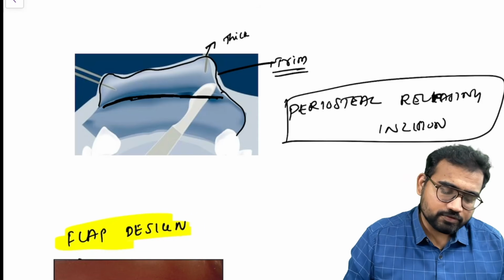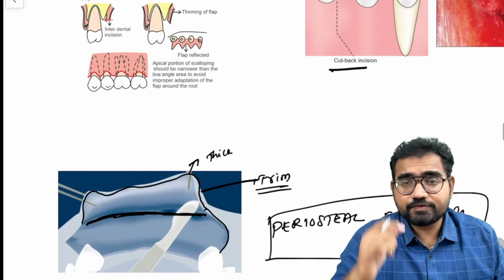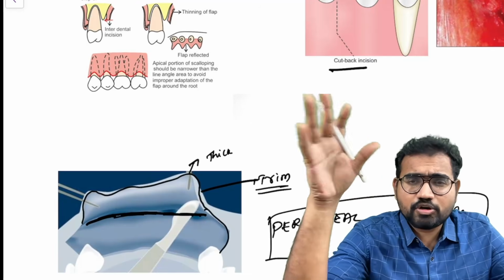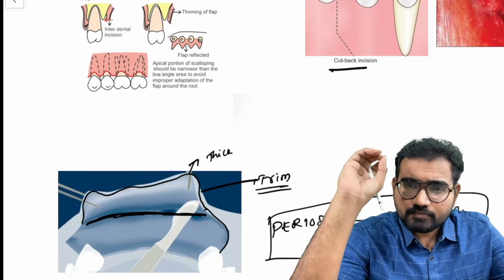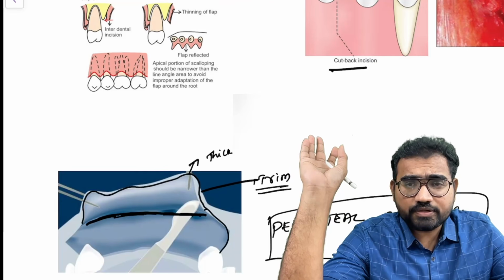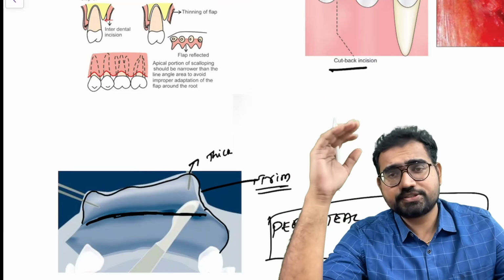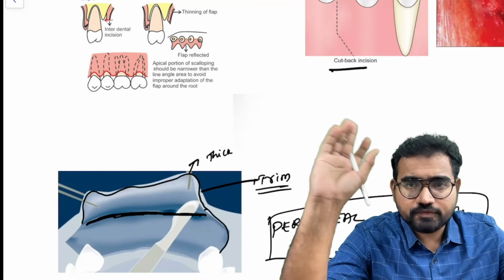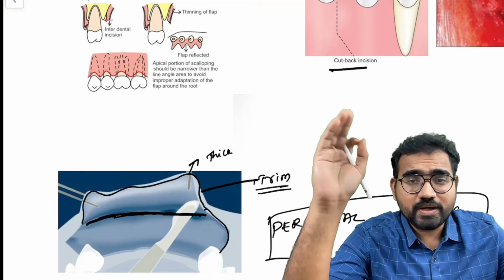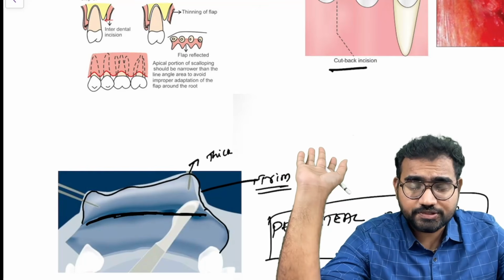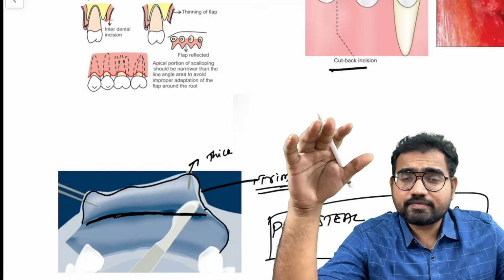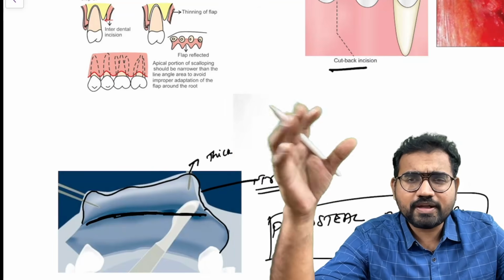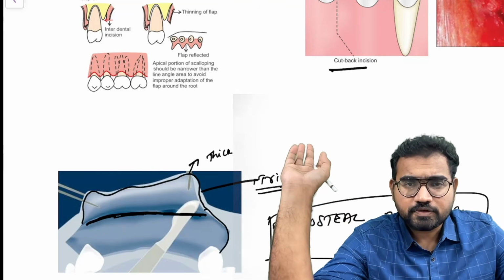Okay, very good. So these are the few incisions which we have learned now. So incisions are broadly classified as horizontal and vertical. We have seen the horizontal incisions: external bevel, internal bevel, circular, and interdental incisions, and also vertical incisions. There are a few rules for vertical releasing incisions, when and where to put a vertical releasing incision. And also we have talked about thinning incisions, periosteal releasing incisions, cutback incisions, which you cannot see anywhere in your textbooks. Okay, fine.